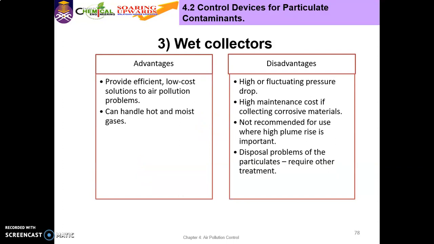Wet collector advantages: it provides an efficient, low-cost solution to air pollution problems, and can also handle hot and moist gases. And the disadvantages, of course: high or fluctuating pressure drop, high maintenance, not recommended where high plume rise is important, and also disposal problems of the particulate, because when the liquid droplet traps the particulate, it becomes another wastewater. So it requires another treatment for the wastewater that has been collected in the dust hopper.